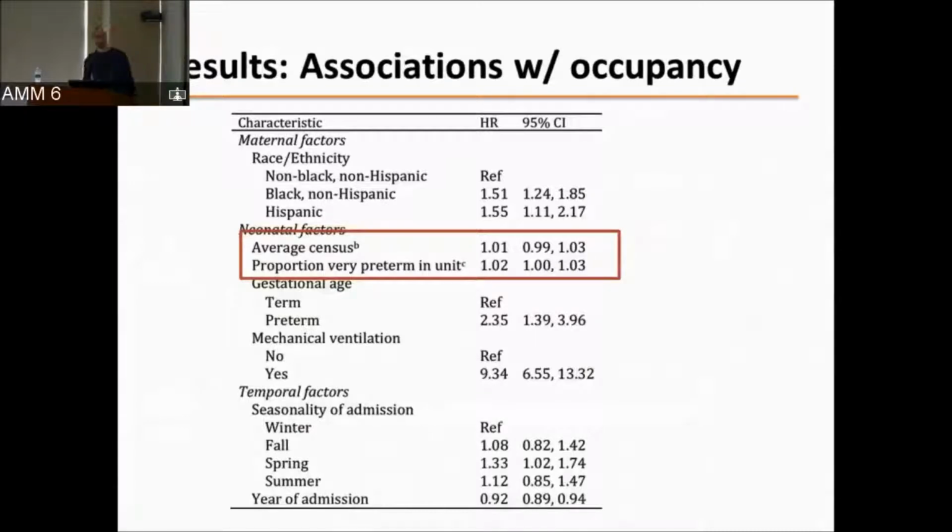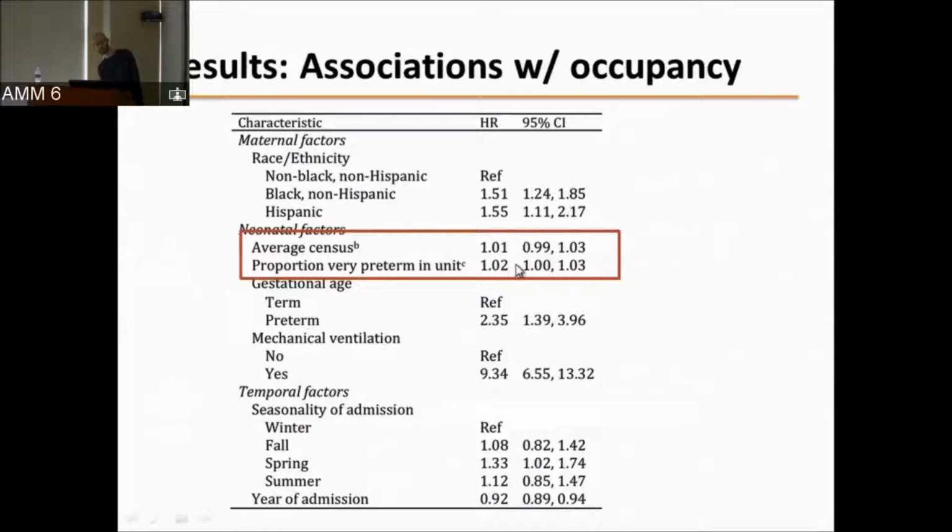All right, and so now let's get to the measures of occupancy that we have here. And I'll focus on the two initially, and then I'll talk about the other stuff here. So average census during the stay, hazard ratio 1.01. It crossed 1 in the confidence interval. So we can say that given the data, we don't really see an association between average census and increased risk and change in risk for late onset sepsis.